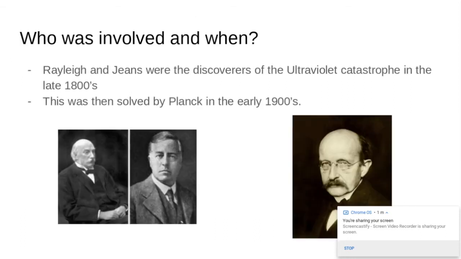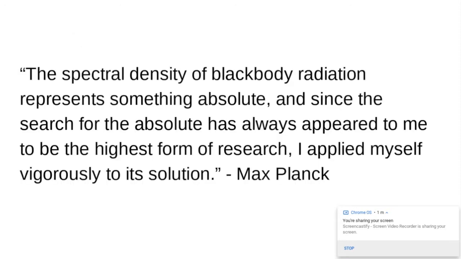Who and when? Rayleigh and Jeans were the discoverers of the ultraviolet catastrophe in the late 1800s, but it was solved by Planck in the early 1900s. This is a quote given by Max Planck.